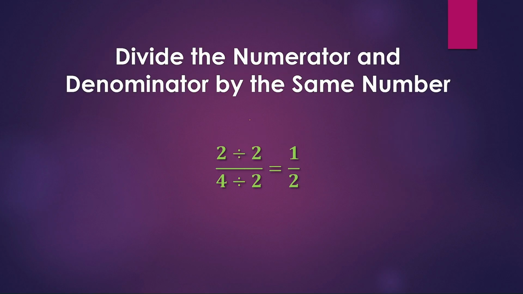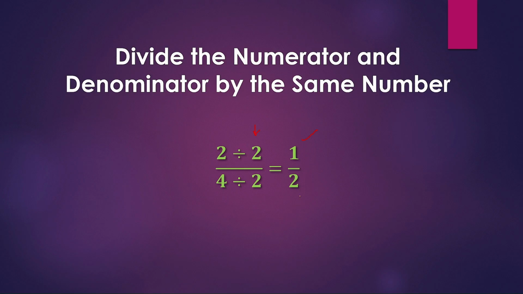The second part is to divide the numerator and the denominator by the same number. In this, as we can see, we have divided 2 by 4 by 2. Here, as you can see, 2 is the common factor for your numerator and the denominator. So you always have to find a common factor of your numerator and denominator. Since we divided both by 2, we get the fraction 1 by 2. We can again see that 2 by 4 is equivalent to 1 by 2.